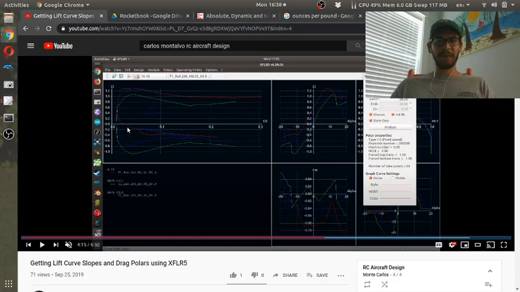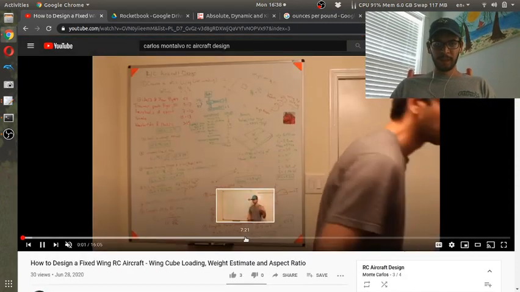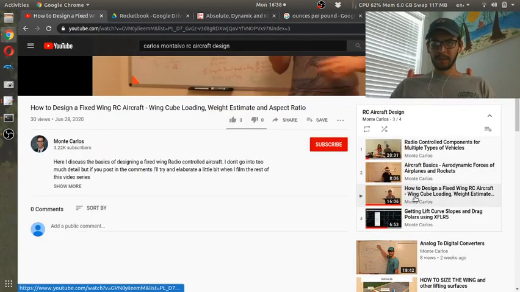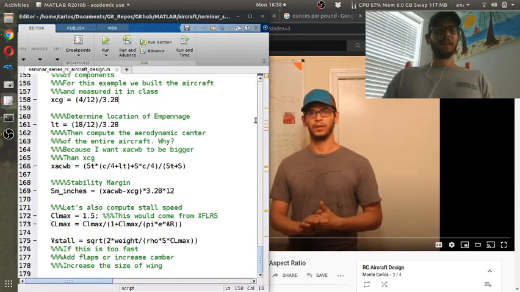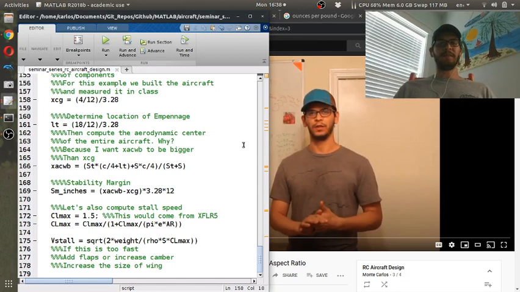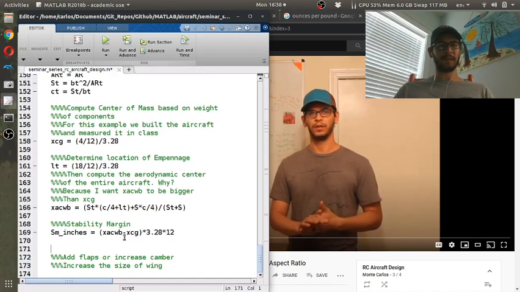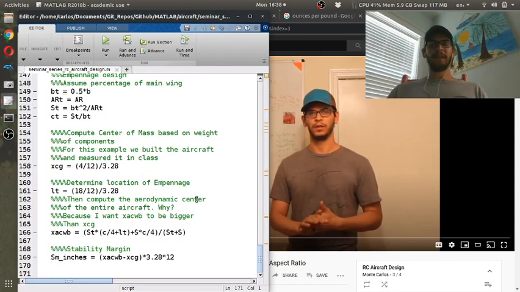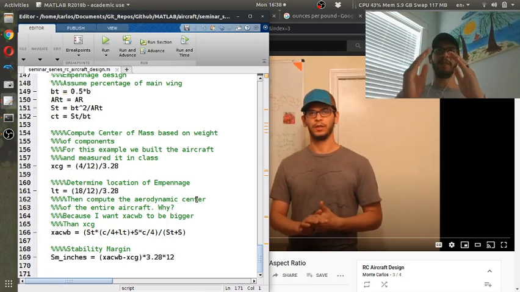Did I talk about this in my video? Did I talk about the stability and the aerodynamic center and things like that? I guess I didn't. Let me get rid of this stall speed here because you can get that from that last chart. I hope I talked about this in my last video, but basically you need to make sure that the center of mass is in front of the quarter chord of the wing.